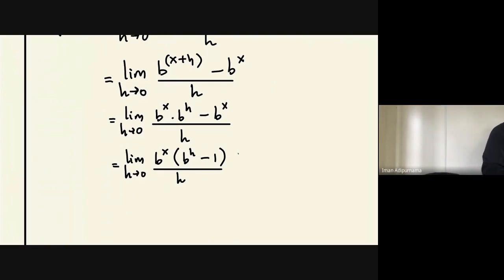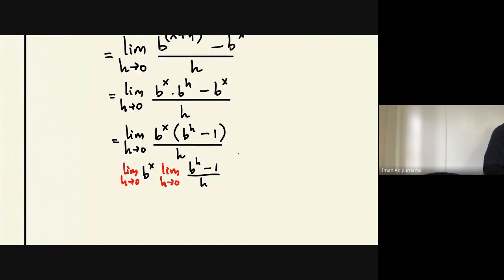Let's separate these two. There's a distinct function here. Let me write this in red color. I can write it like this, right? And the first one is just b to the x. And how about the second one?